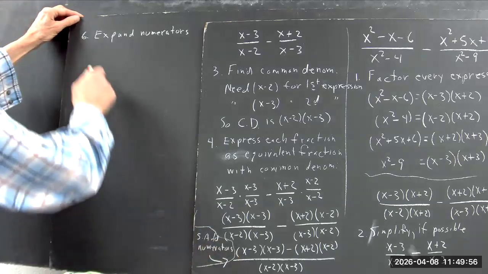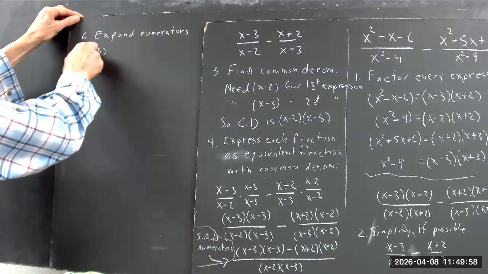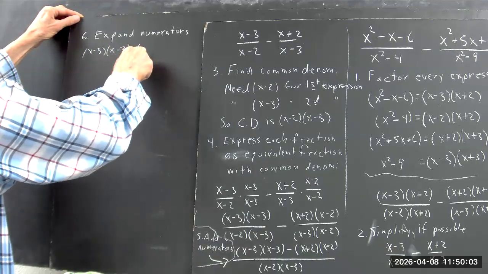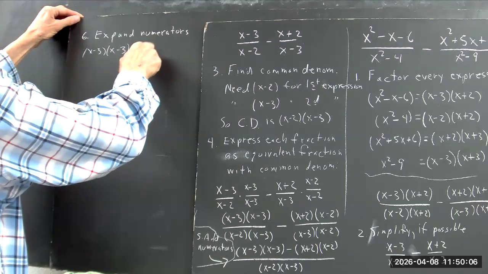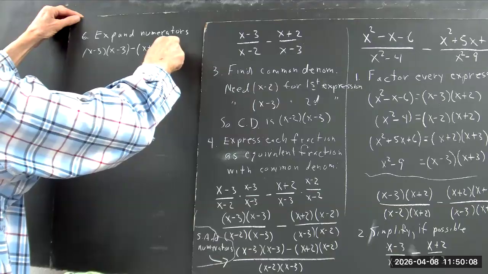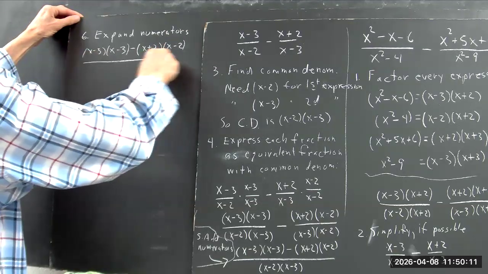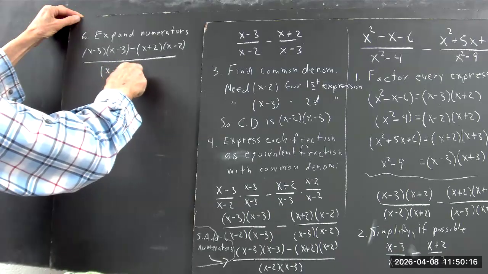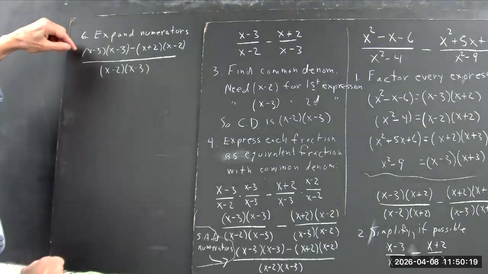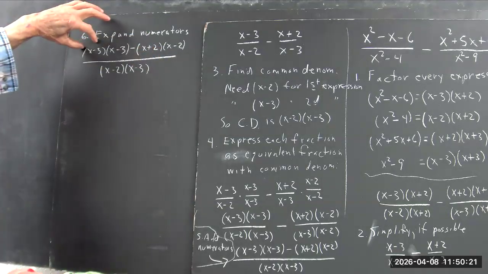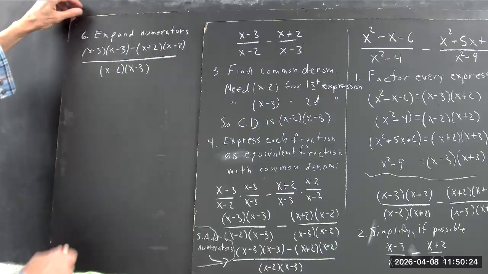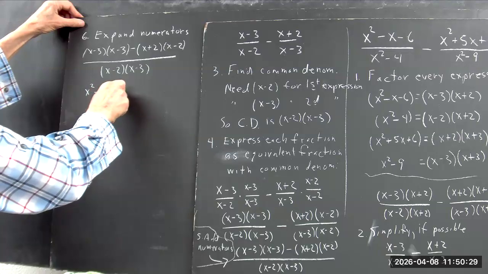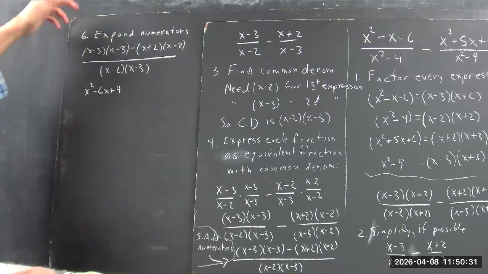Well, let's write our expression again. We have (x - 3)(x - 3) in the numerator, and then it's minus (x + 2)(x - 2). The denominator is (x - 2)(x - 3). We're going to expand the numerator. We're going to multiply x - 3 by x - 3. So that's going to give us x squared minus 6x plus 9. It'll be part of our numerator.